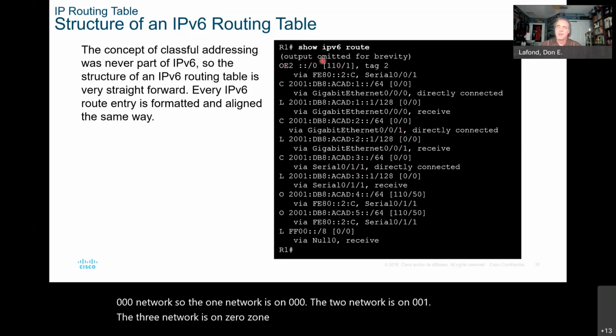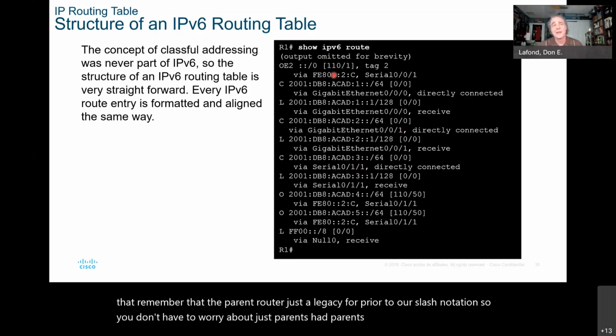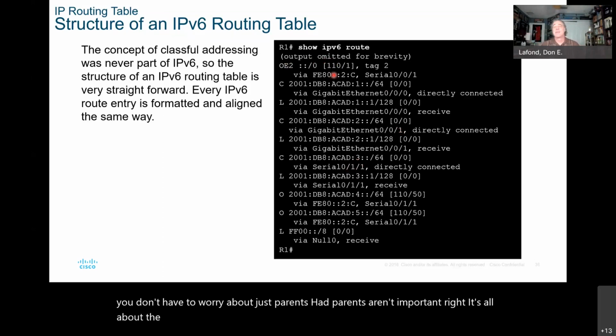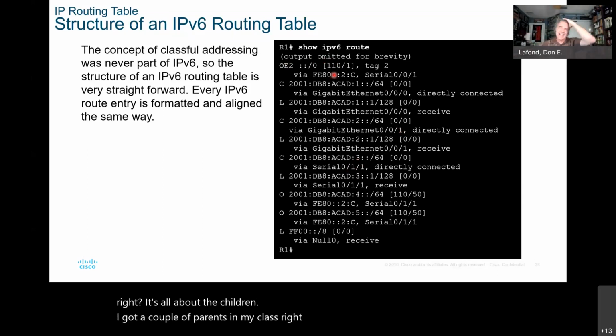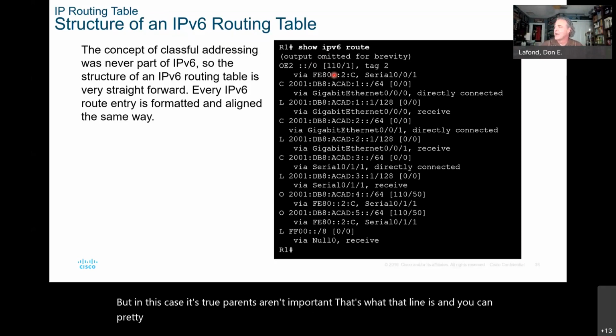Notice at the top there are no parent routes. Again, remember that the parent routes are just a legacy from prior to our slash notation, so you don't have to worry about them. Parents aren't important, right? It's all about the children. I've got a couple of parents in my class right now who are cringing, right? But in this case, it's true. Parents aren't important. That's what that line is, and you can pretty much ignore it. All right. A couple of networks were learned through OSPF down here at the bottom.